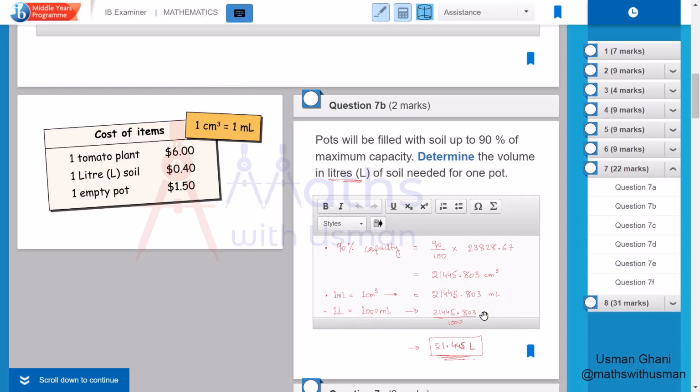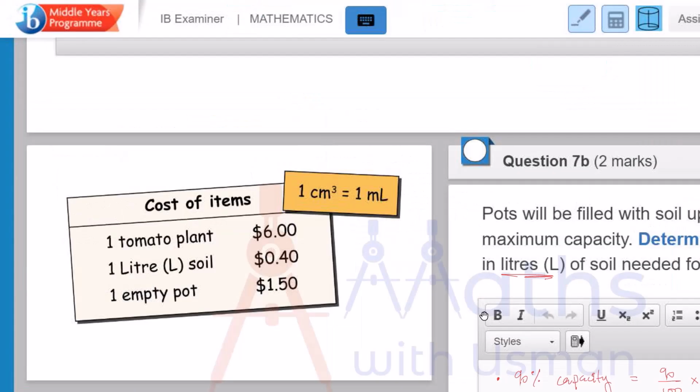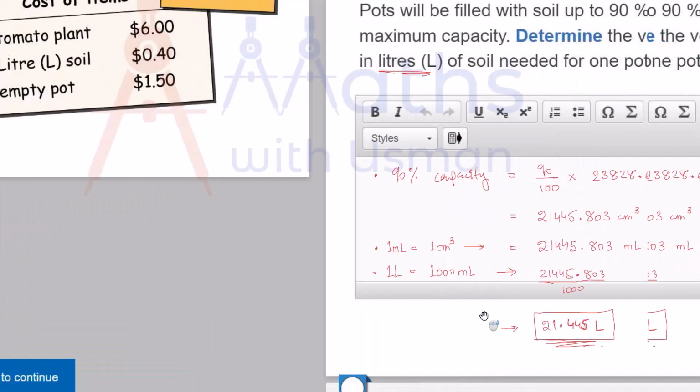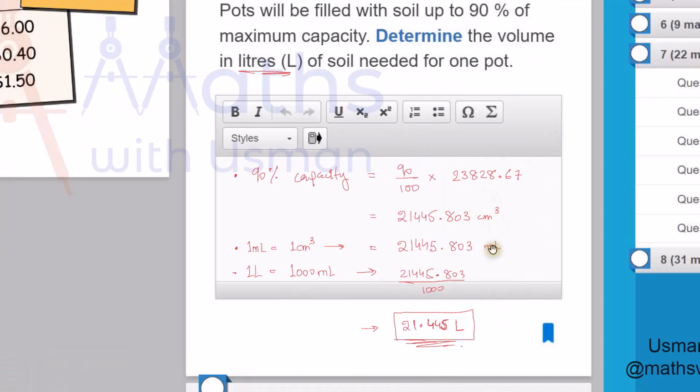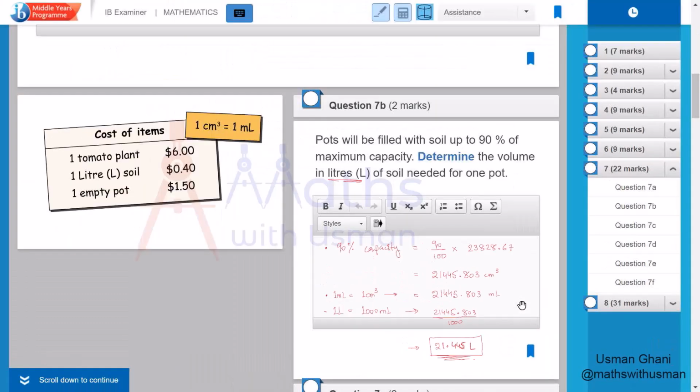How to convert milliliters into liters? 1 liter is equal to 1000 milliliters. So divide your answer of milliliters by 1000, and you will have your final answer over here as shown here. Okay, so for centimeter cube to milliliters, direct conversion, divided by 1000, 21.445 liters, or you can also write it as 21.4. That's also correct. Okay, so this is our answer.